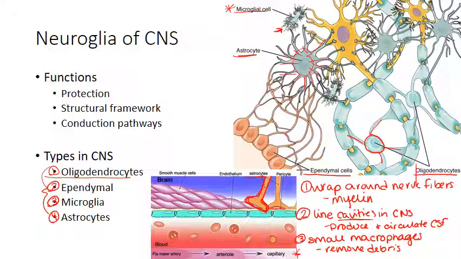They have quite a few functions. So they are going to give us a structural framework. They also have these feet, which is what I was showing you on here. So these feet are going to form what's called the blood-brain barrier. They help us regulate blood flow. They promote brain fluid composition and formation. They can fill spaces after neurons are damaged.